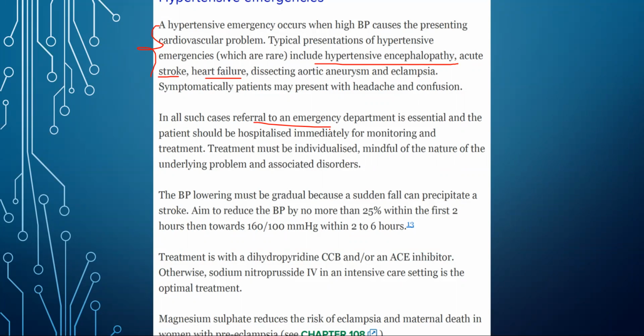But you can't lower the blood pressure too much at one point. Just aim to not reduce blood pressure by more than 25% within the first 2 hours. So a gradual decrease of blood pressure, which normally you can achieve by using either a calcium channel blocker or ACE inhibitor.